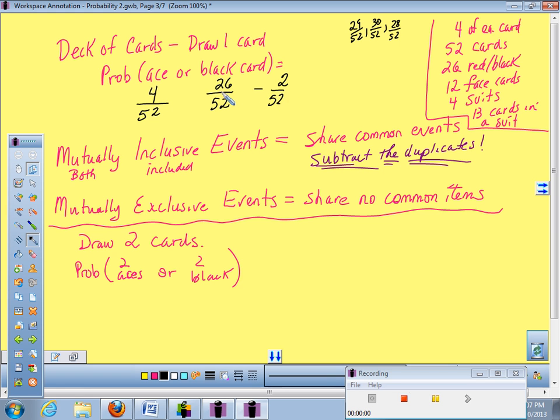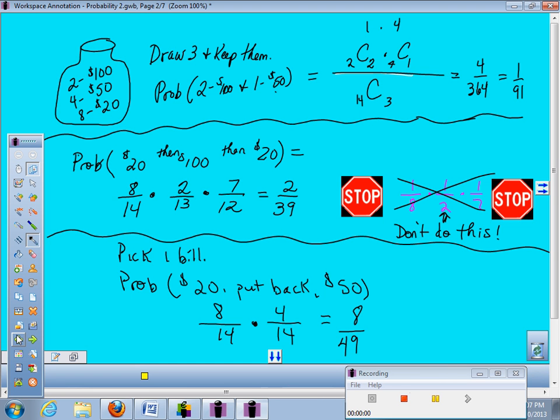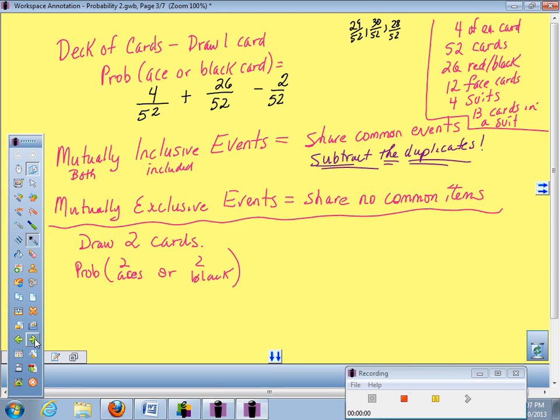And now, were you adding or multiplying these? You guys are adding. Because when you see the word or, that's going to tell you to add. What word has been between all the ones we've done so far on the others? Something and 50. Two hundreds and a 50. A 20, this would be and then a 100 and then a 20. So everything you've done so far has been pick this and that. So there's a difference. If you see and, you multiply. If you see or, you add them.